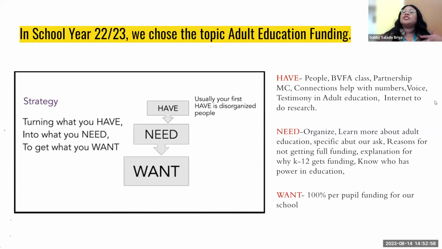Okay, what do we need? We need to get organized. We need to talk to more people. We need to build more connections. We need to learn about K through 12 and the difference between K through 12 and charter schools, for children and for adults. Like getting that knowledge to get what we want. What do we want? We wanted 100% of the per pupil funding for our schools. And right now it seems like a lot of information, but we do learn it.